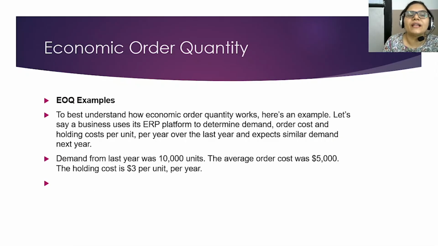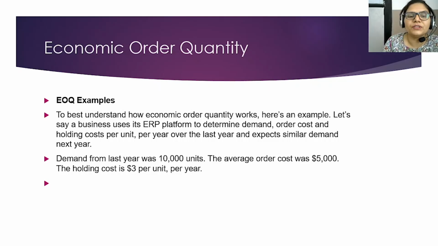To best understand how economic order quantity works, here's an example. Let's say a business uses its ERP platform to determine demand, order cost, and holding cost per unit per year over the last year, and expects similar demand next year. Demand from last year was 10,000 units. The average cost was $5,000. The holding cost is $3 per unit per year.